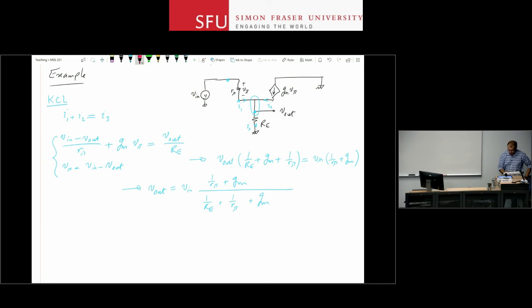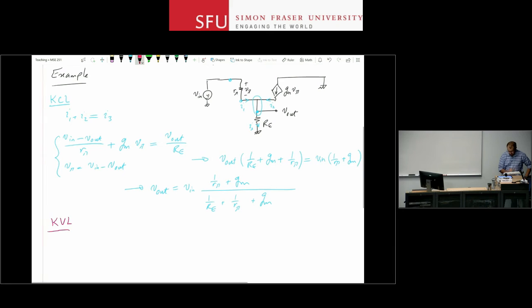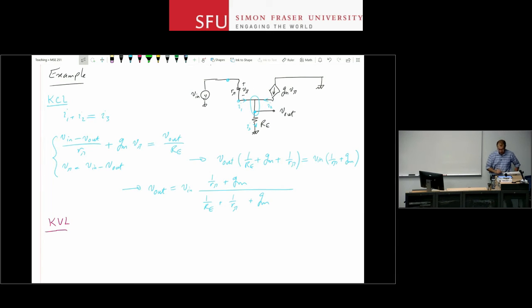Now, if I want to solve the same circuit using KVL, then I have to do a little bit more work in this case. So now I notice that I have one loop here, and I start from ground, go through V in and R pi and RE and go to ground. But my loop, I know in the back of my head, is actually closed like that. So this is not an open loop, it's a closed loop.